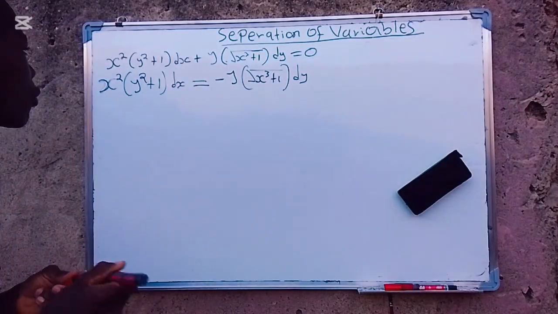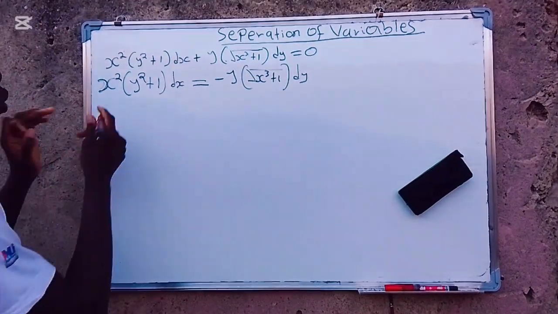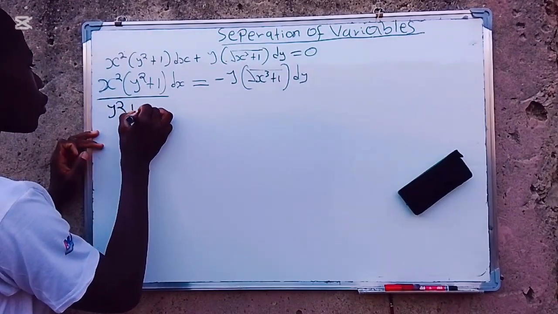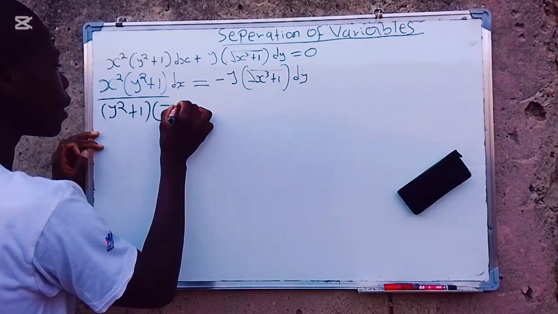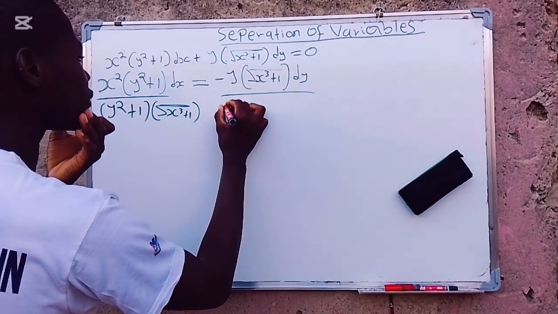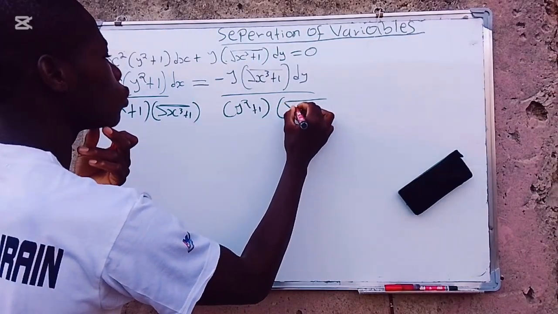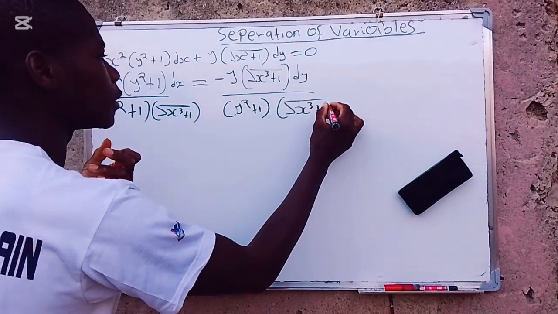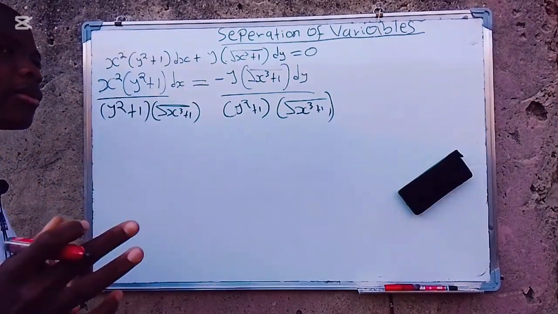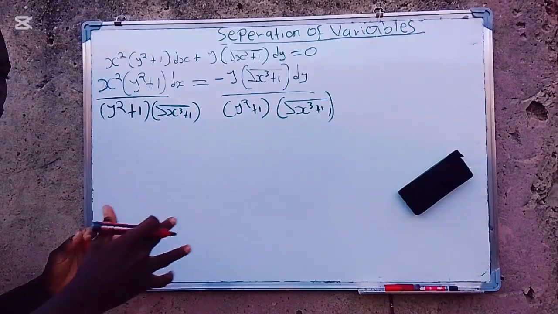The next thing that I'm going to do is look for x variables and y variables. So I have to divide both sides by this y squared plus 1, and also divide by the square root of x cubed plus 1, in order to get the values of y separate from the values of x. That is what we call the separation. You have to separate your variables.